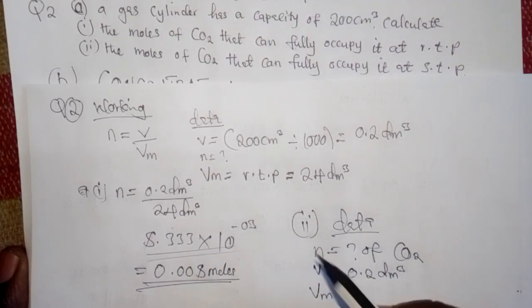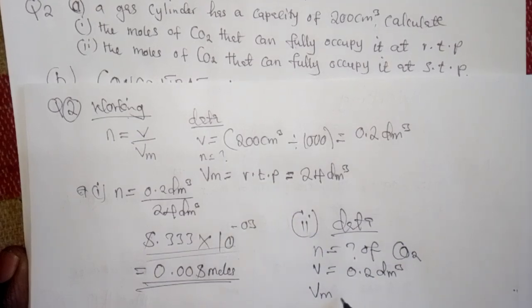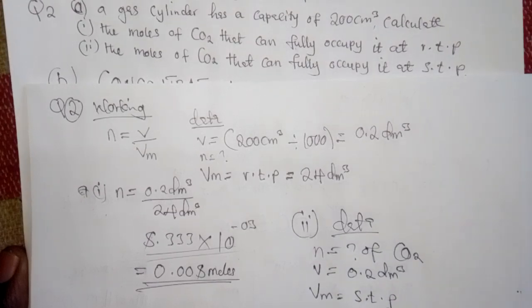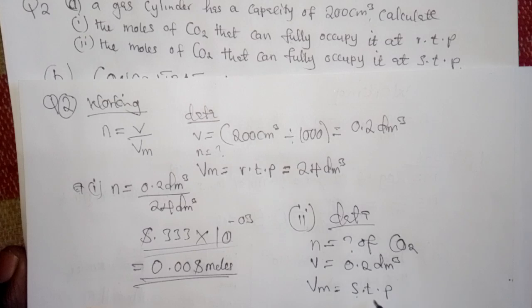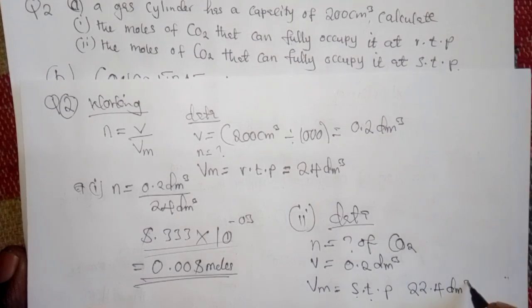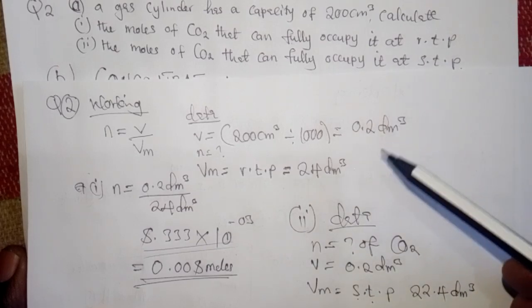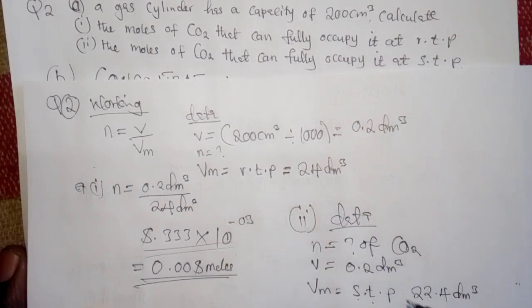Then what is our molar volume? It's different. That was RTP, now this one is STP. This means standard temperature and pressure. So our value is 22.4 decimeter cubed. That's our value. It's different from RTP. This is STP, 22.4 decimeter cubed.